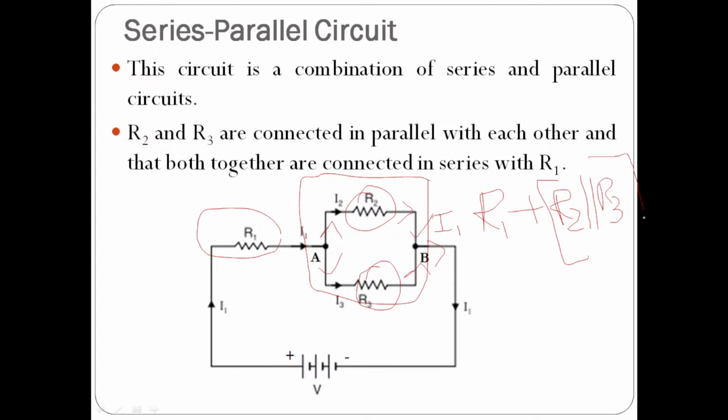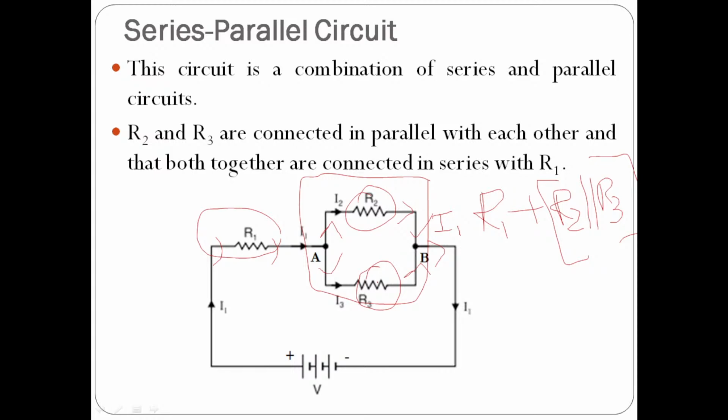Of course, it may be a bit complex for you to understand, but you have to understand. You don't have any other option. You just carefully listen and try to understand. Whatever current is entering and leaving R1, the same current is entering and leaving this combination. So this combination is in series with R1. So you can add the R1 value with the equivalent of these two elements.